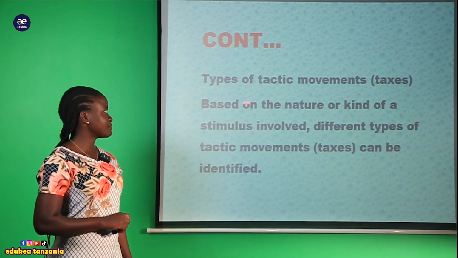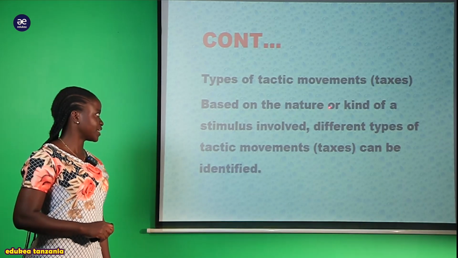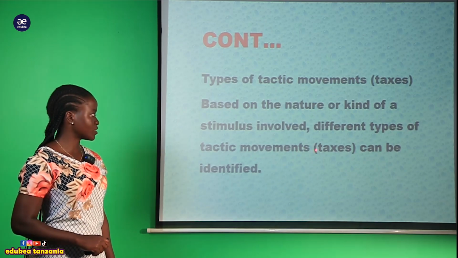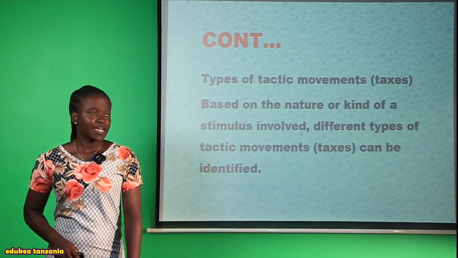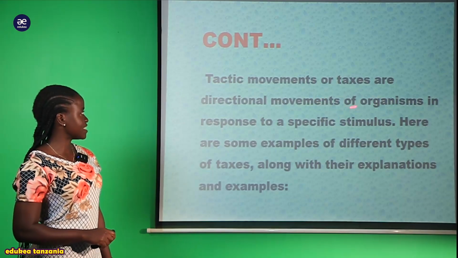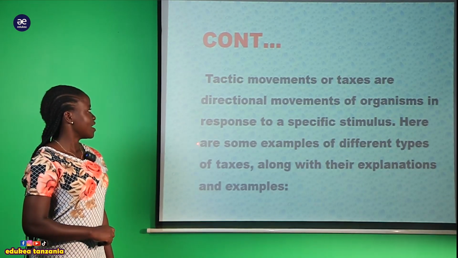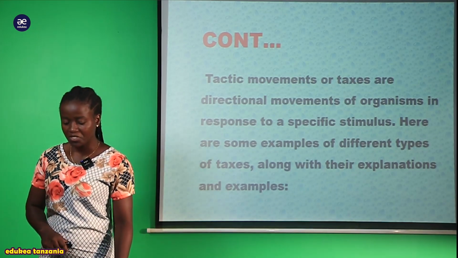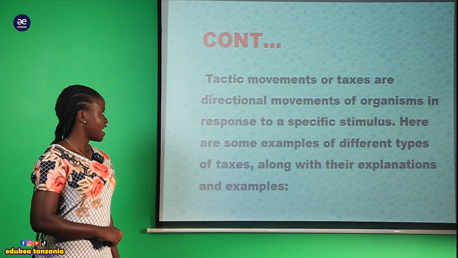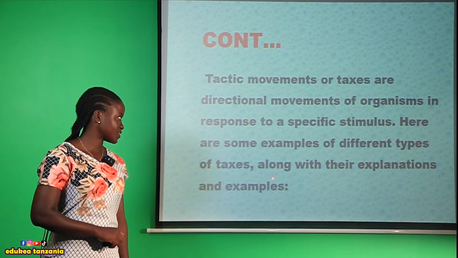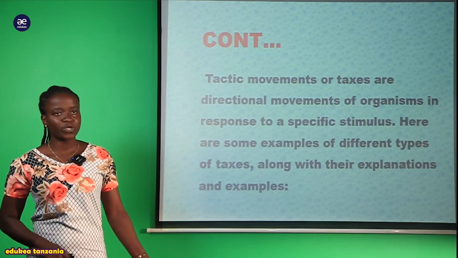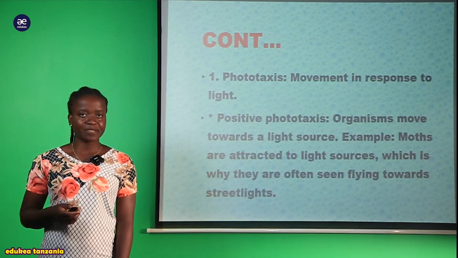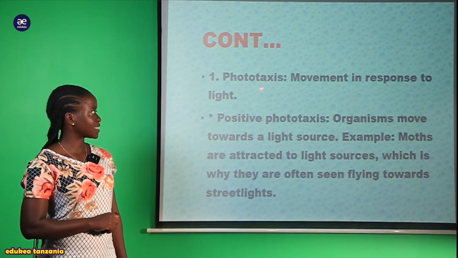So on the types of the tactic movement, based on the nature or kind of the stimulation involved, the different types of the tactic movement or taxes can be identified. And now the tactic movement or the taxes are directional movement of an organism in response to a specific stimuli. So here are the examples of different kinds of the types of the taxes, along with the explanation together with the examples. We have the first type of the tactic movement, that is phototaxis.